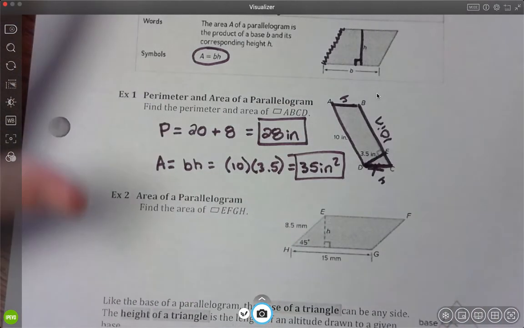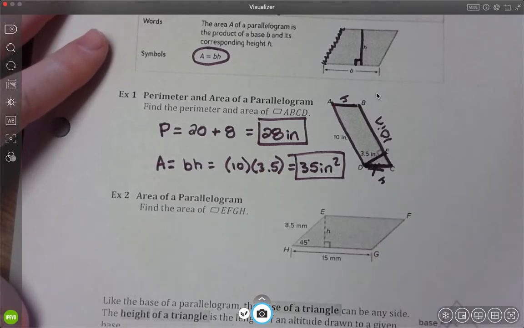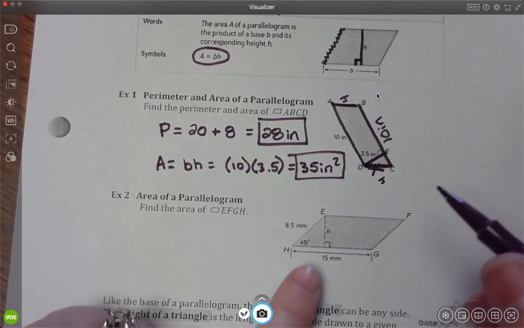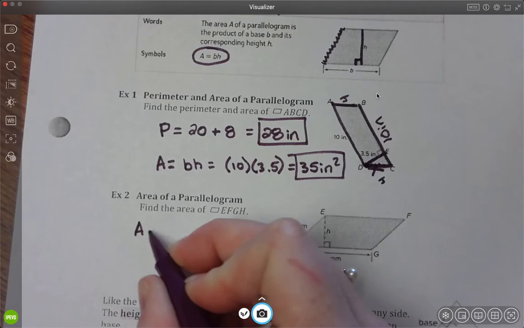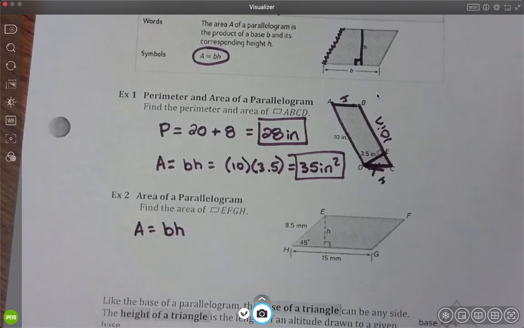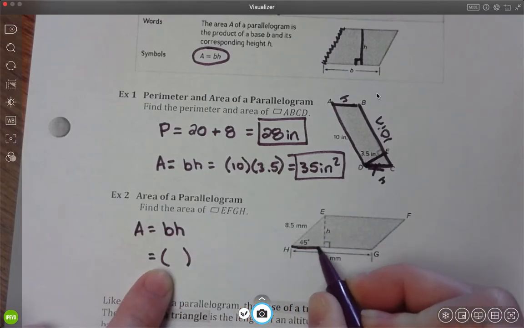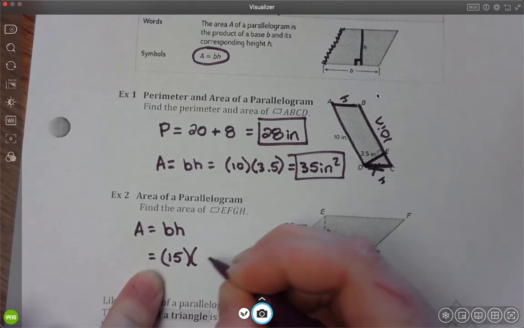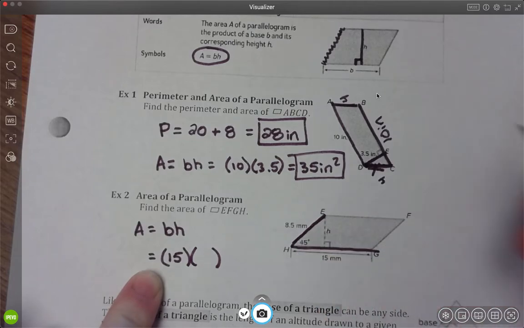So if they turn it on its side, just be careful, make sure you figure out what your actual base is, okay? So example 2, area of this parallelogram, okay? They don't need perimeter, they just want area, so we need the base and the height. So I label out what we need, and then I fill in what we have. According to this, the base, this bottom side along here, is 15. So I know the base. The height, they give me that this is 8.5, but remember that is not the height. The height is this guy.